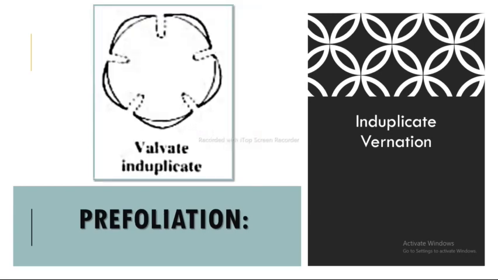Or secondly, you can say that induplicate means where each piece is involute, for example, has its two margins bent or rolled inwards, as in Clematis, as shown in the figure.